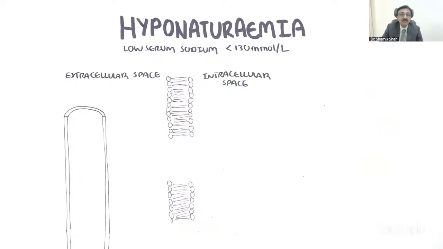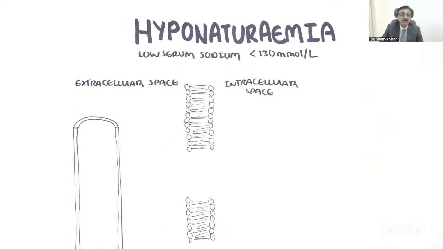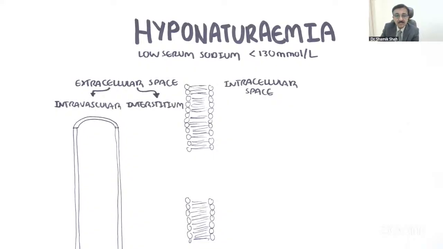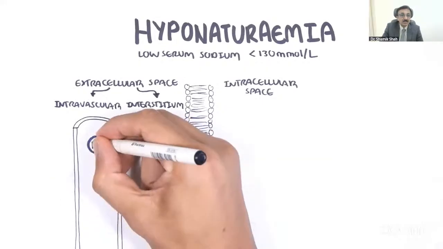So before we get started, let us talk a little bit about the fluid compartments. So we know that there are mainly two fluid compartments, intracellular space and the extracellular space. And the extracellular space is then again divided into two parts, the intravascular space and the interstitial space. So this is basic physiology, and we'll just go through it quickly so that we understand in a clinical context how we are dealing with these disorders.